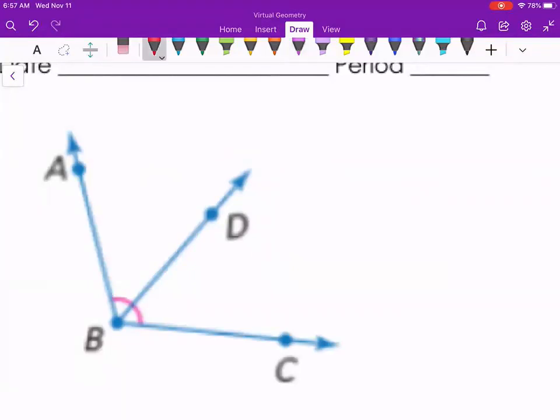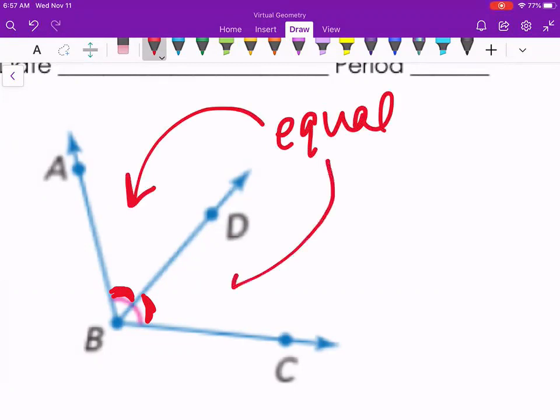So first thing we need to make sure we notice are the curves or the little arcs that are inside those two spaces. Because remember, those curves, if they have the same number of little curves in there, that's telling you that those two slices of angle are congruent. So those two pieces have to be equal. Those two angles. So that means that ray BD is the angle bisector.